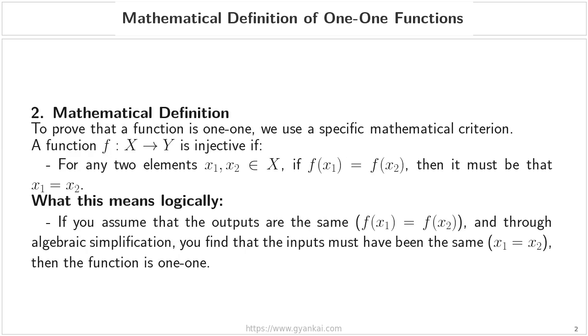To put this in simpler logical terms, if you begin by assuming that the outputs of two different inputs are the same, meaning f(x1) equals f(x2), and through algebraic simplification, you find that the inputs themselves must have been identical, meaning x1 equals x2, then the function is confirmed to be 1-1. Essentially, this test ensures that no two different inputs can ever produce the same result. In our next slide, we will explore what happens when a function fails this test, which leads us to the concept of many-one functions.